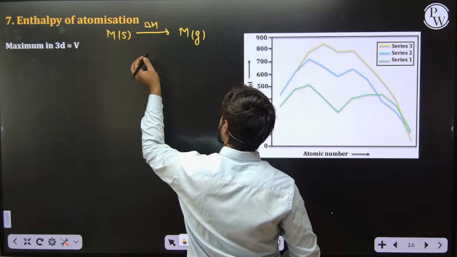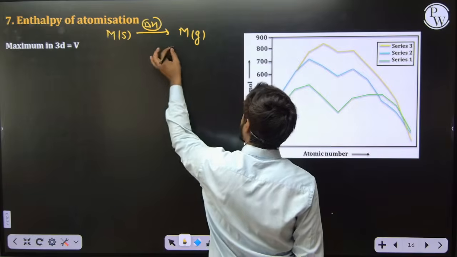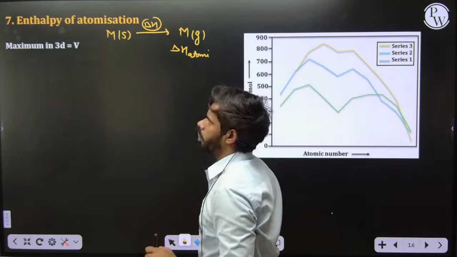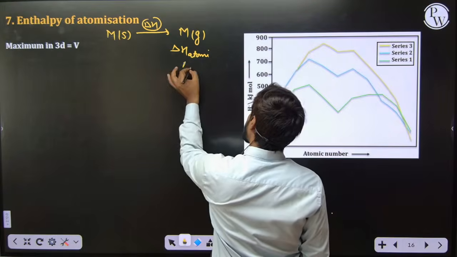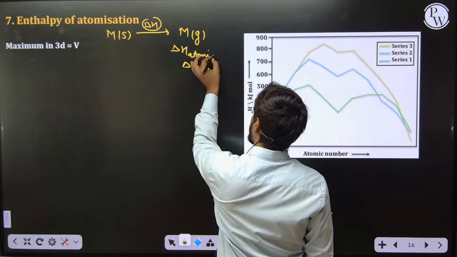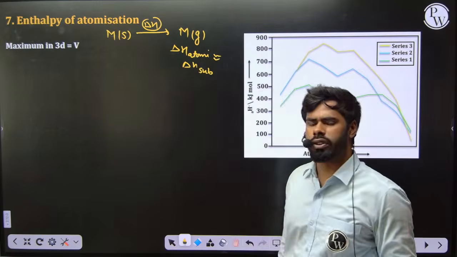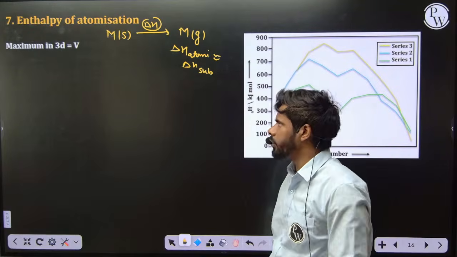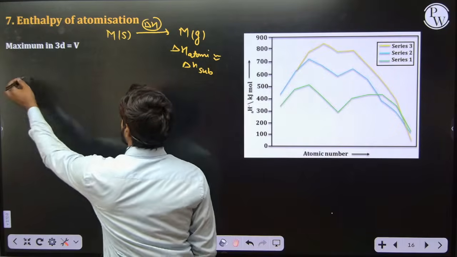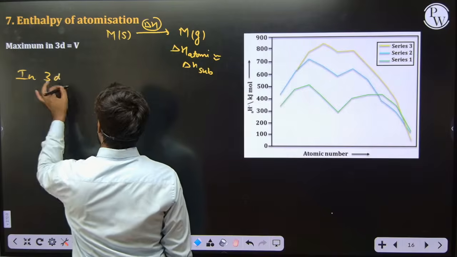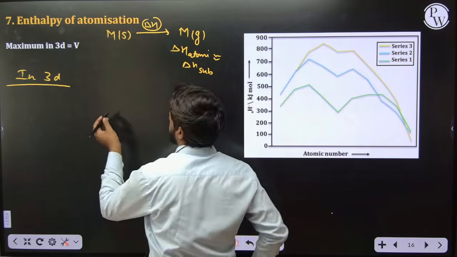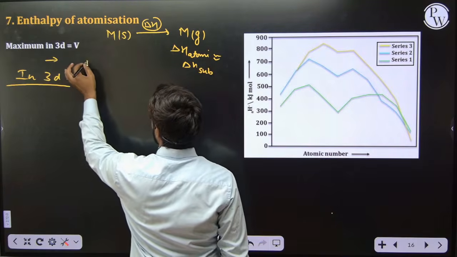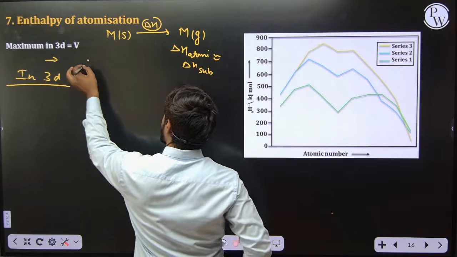The energy required is known as delta H atomization. This is also known as delta H sublimation, which is the conversion of a solid element into a gaseous element. So in the 3d series, first of all, what are the factors? It depends on the melting point.